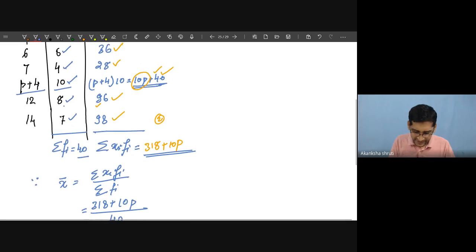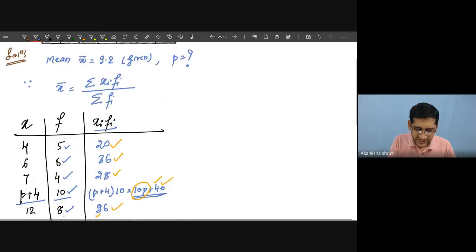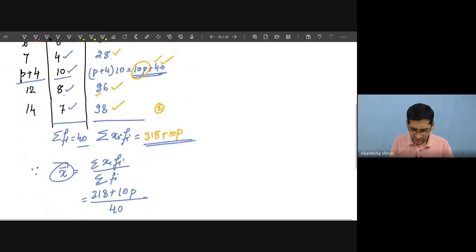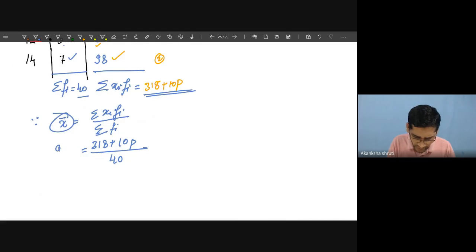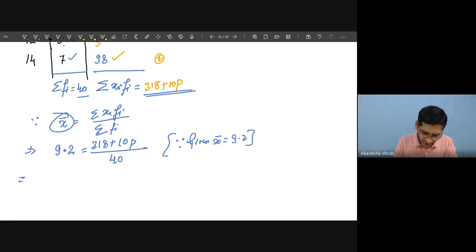But it is given that this mean is how much? This mean is given as 9.2. So I shall put here 9.2, since it is given that x bar is 9.2. So just go for solving this. Go for cross multiplication, then simplification, that's all. So multiply it: 9.2 into 40 is equal to 318 plus 10p.